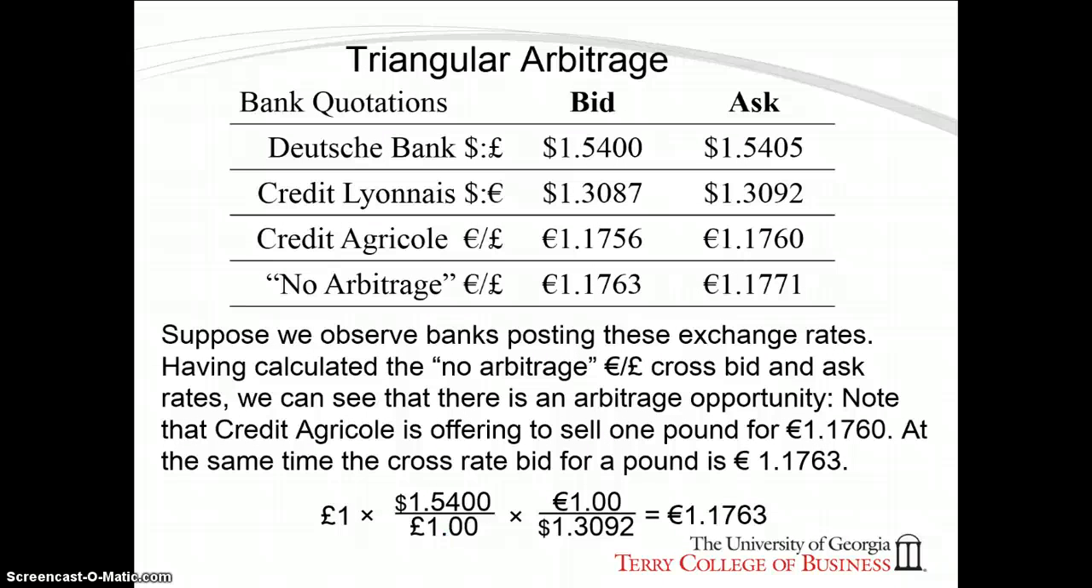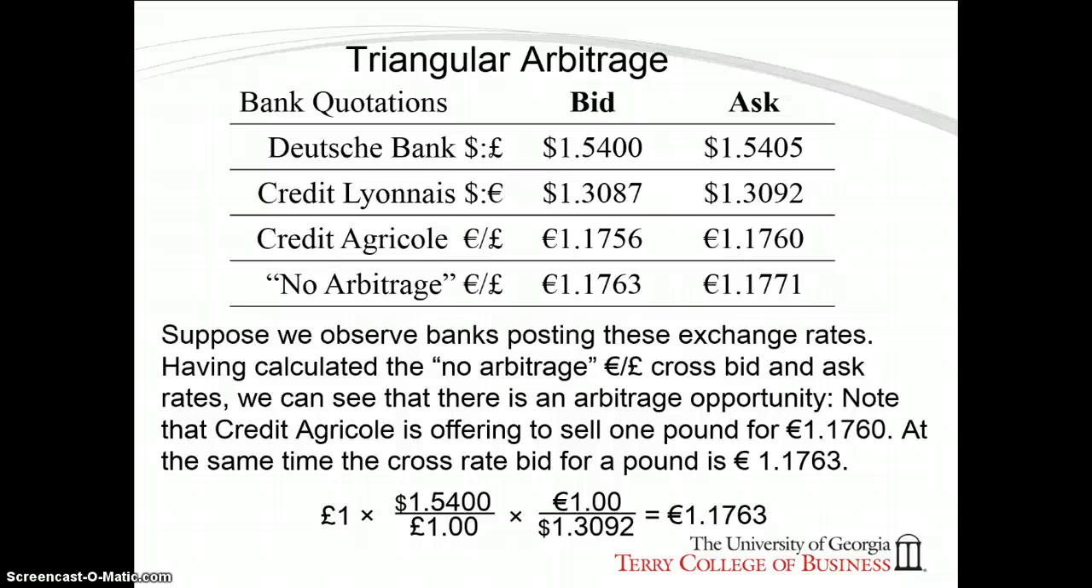Here's an example of a triangular arbitrage opportunity. Suppose that three banks are quoting the rates shown here. Note that Crédit Agricole is offering a direct market between the euro and the pound. The last row of the table provides the euros per pound cross rate that has been calculated using the Deutsche Bank and Credit Lyonnais quotes. At the bottom of the slide, I've shown how to calculate the cross rate bid price. For practice, you should calculate the ask price.